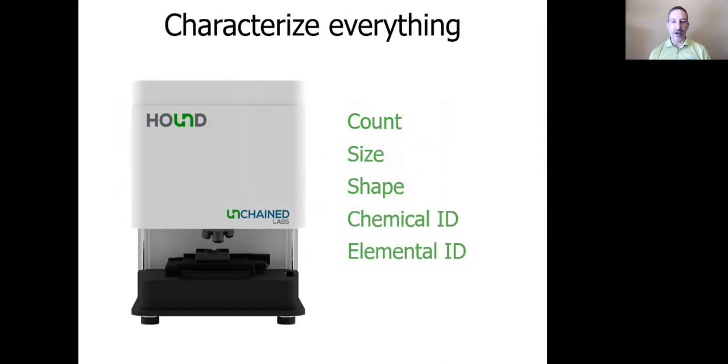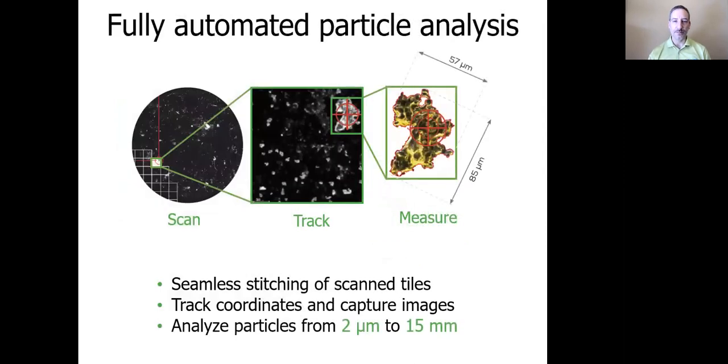Hound is a product that we developed, which is meant to build a bridge between particle analysis, earlier stages of characterization, and later stages where it's much more ID focused. It's a microscopy-based platform that can do count, size, shape, and morphology all at once. It can also do chemical and elemental identification of particles in the solution, and it can do that by Raman or LIBS spectroscopy.